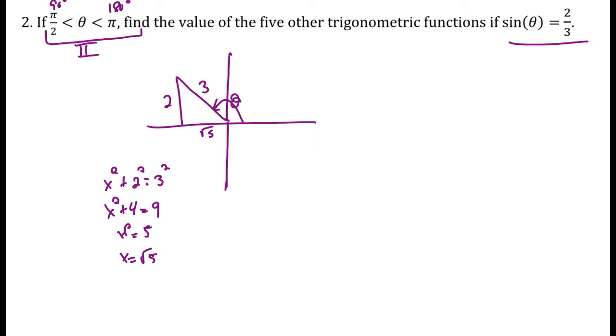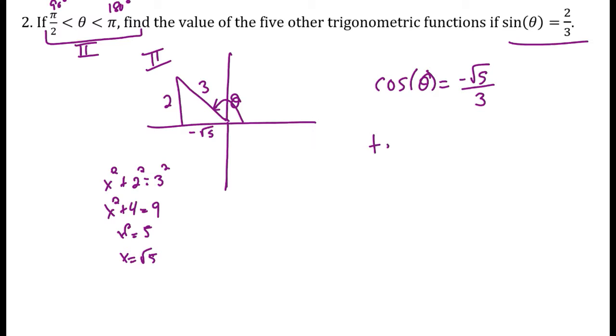However, I think this is a great idea to do. Notice that the x direction is negative. They were in the negative x direction, so I'm going to make that a negative square root of 5. That way, I don't need to think about who's positive and negative in quadrant 2. I can just go along and say, what's the cosine of theta? Well, the cosine of theta is adjacent over hypotenuse, negative radical 5 over 3. I don't need to think, it's already negative.